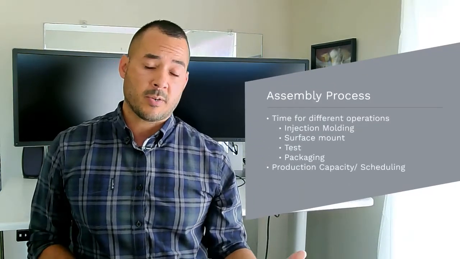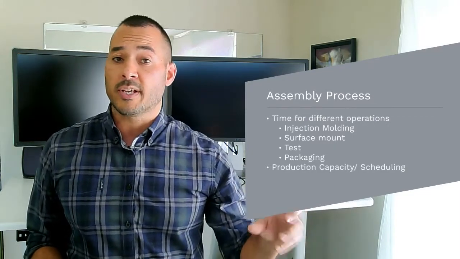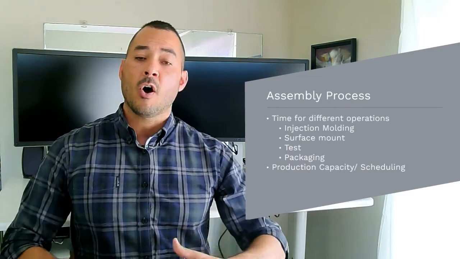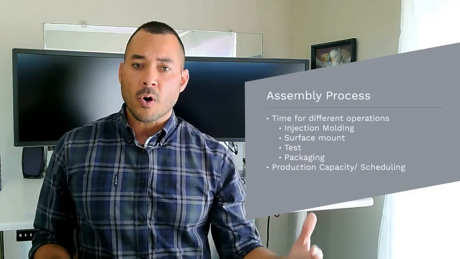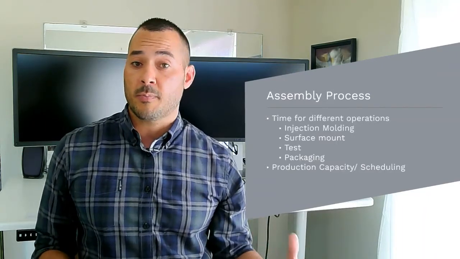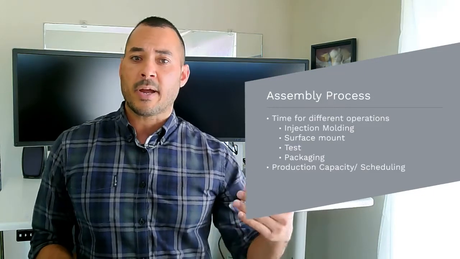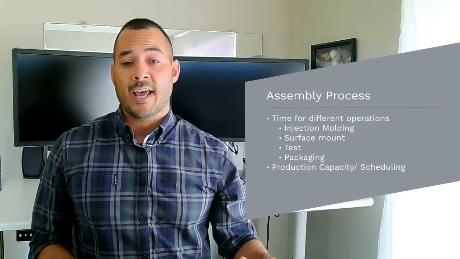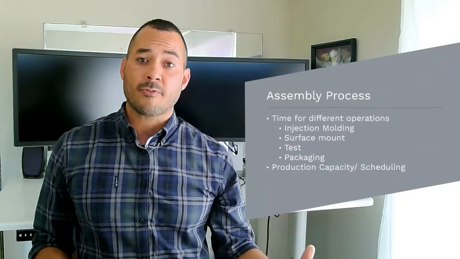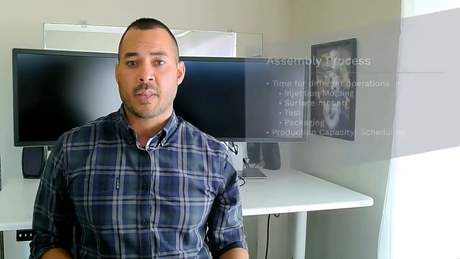The second part that we'll talk about today is the actual assembly itself. So the operations of injection molding, of surface mount for printed circuit board assemblies, testing, packaging, all of those things take time. You also have to get onto the schedule at the factory. So depending on the production capacity at the moment, it may only take a week to make the product, but it might take 2 weeks to get it scheduled. As a general rule of thumb, we like to say 3 to 4 weeks after all materials are in-house is a good estimate for production timing.